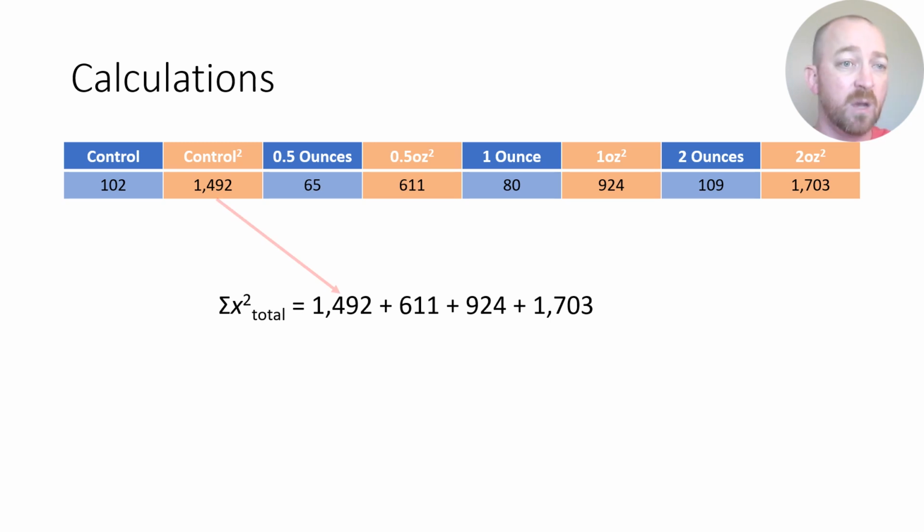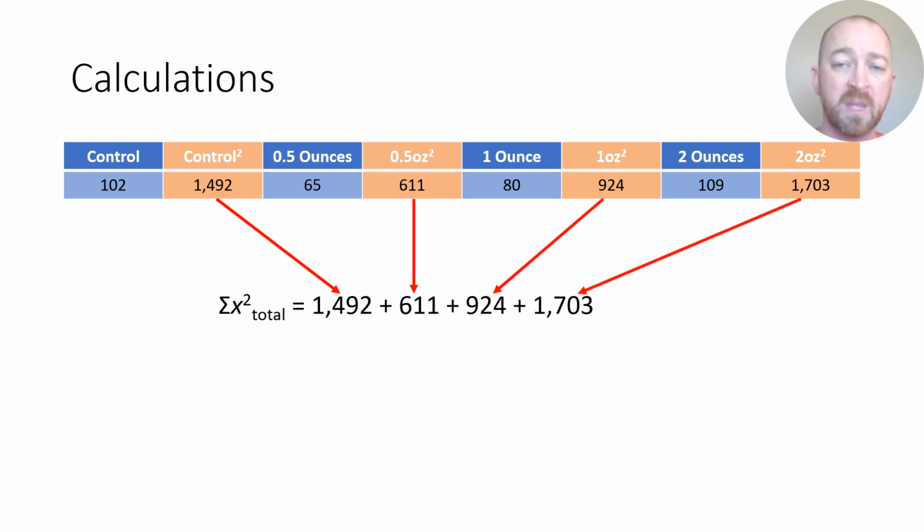Now I need to do the same thing for the squared calculations. Once again, we just take the sum of the squared control group values, which was 1,492, with the squared values of the half ounce group, the squared totals of the 1 ounce group, and the squared totals of the 2 ounce group. So of course I simply add those across to arrive at 4,730.